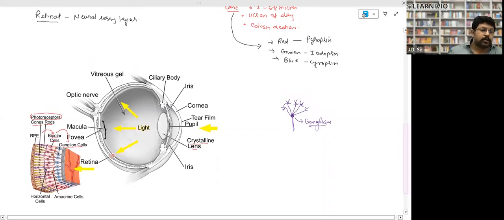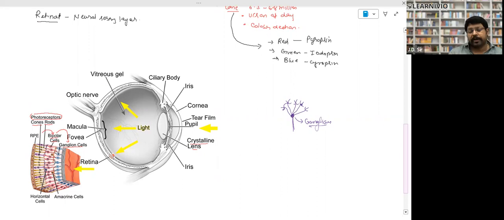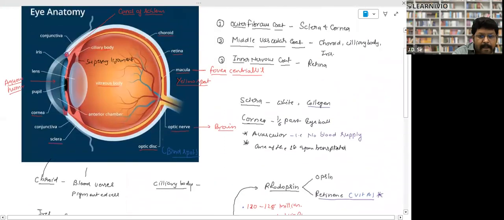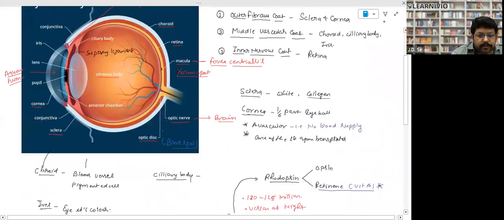Let me know if you have any doubt. But the formation of image is not important for your medical examination. This anatomical part is very important for your medical examination. Most of the questions have been asked from there. Ask me, guys, if you have any doubt. This is a very important part.